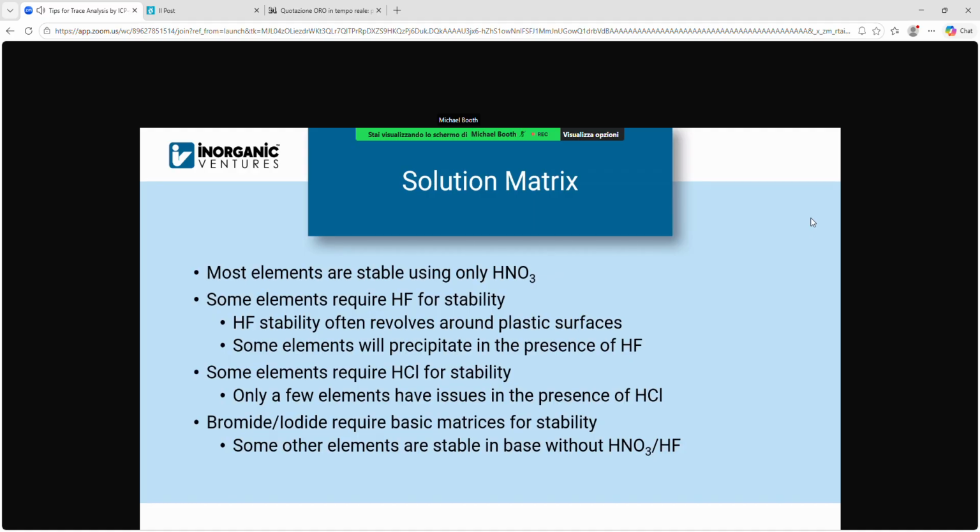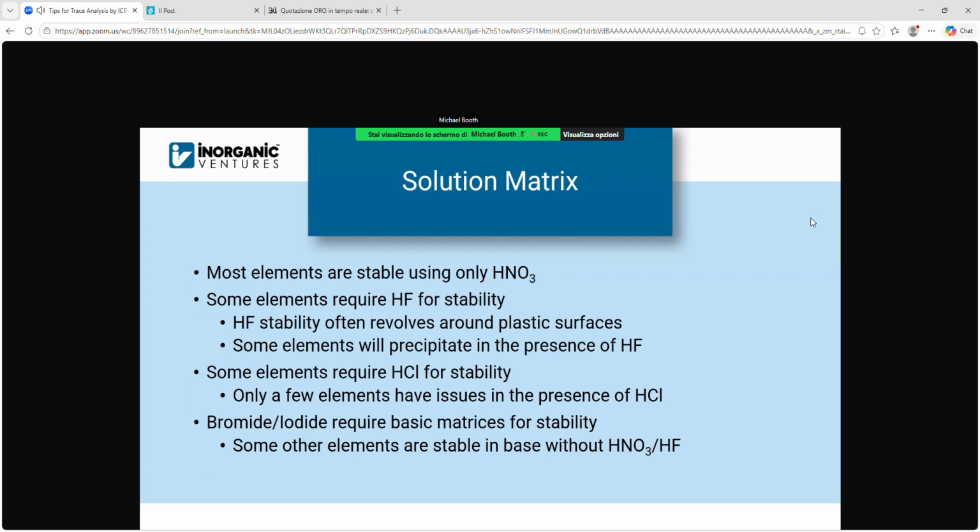So if you have to add hydrofluoric acid, that's where, again, we're really starting to get in the danger zone in terms of glassware. HF is going to attack the glass. HF can have instability issues with other elements. We'll talk about that in the next slide. So once you start adding HF, that's where things start to get a little more complicated. But again, it is necessary for some elements that need it.